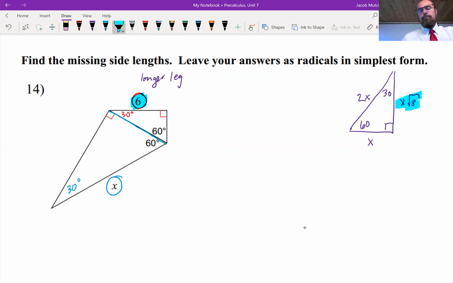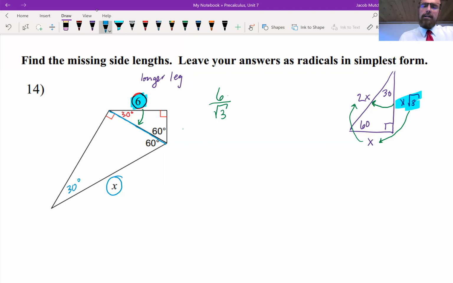So I can't directly calculate the length of that shared piece because it would be equivalent to going from x square root of 3 to 2x. What I need to do is really go back to my home base, which is the shorter leg, and then from the shorter leg multiply by 2. So to get from longer leg to shorter leg, x square root of 3 to x, I need to divide 6 by the square root of 3.